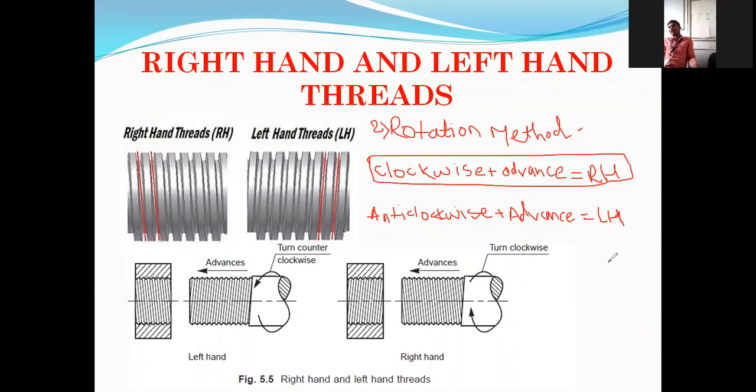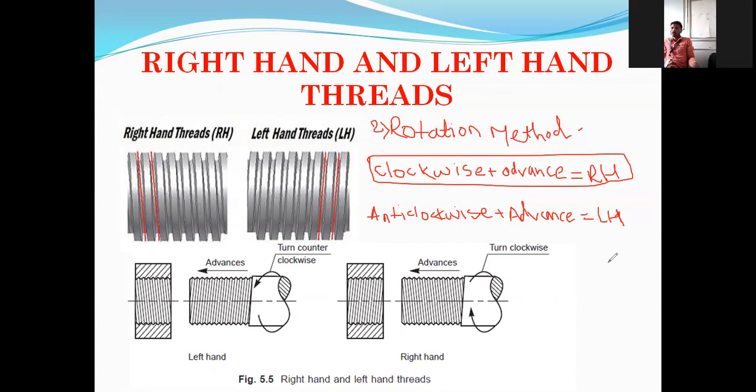So how can we decide the type of thread from the visualization or observation method? If the thread is going from left to right, then it is a right hand thread, and if the thread is going from right to left, then it is a left hand thread. And which direction are you going to consider, downward or upward? Downward. Very good, downward direction.